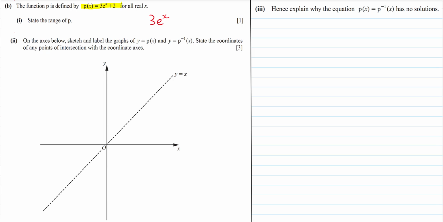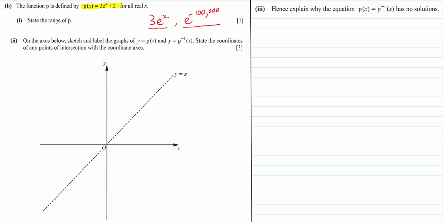If we have very large values of x, then e to the power of x is also going to be very large. As x gets larger and larger, so does e to the power of x. So there's no upper bound to our function. But if we have very large negative values of x, for example e to the power of negative 100,000, this is very, very close to 0. Therefore, this 3 times e to the power of x is going to be very close to 0, but not ever reach 0.